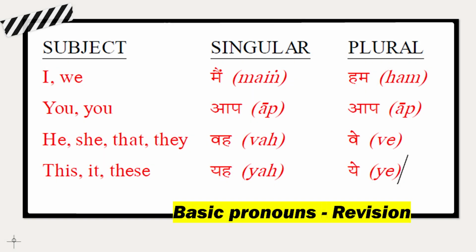In this table, you can see all the most used pronouns. Main means I, hum means we, aap means you, vah means he or she, ve means that or they, yah means this or it, and ye means these.